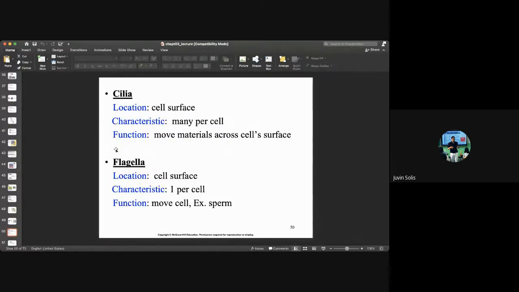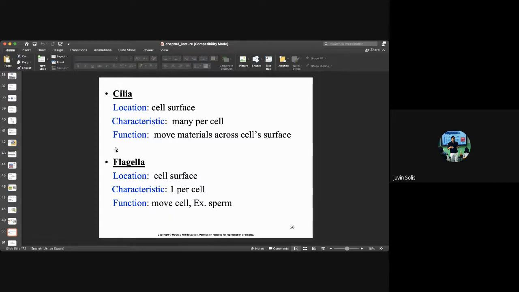Okay. Are you familiar with cilia and flagella? Narinig niyo na ba tong terms na ito? Not yet, sir. Not yet, sir. Okay. So maybe you will encounter this one also in your biochemistry. Okay, if we say cilia, its location is on the surface of the cell, and it looks like our eyelashes. Okay, cilia looks like our eyelashes, and the function of this is to move the materials across the cell surface.